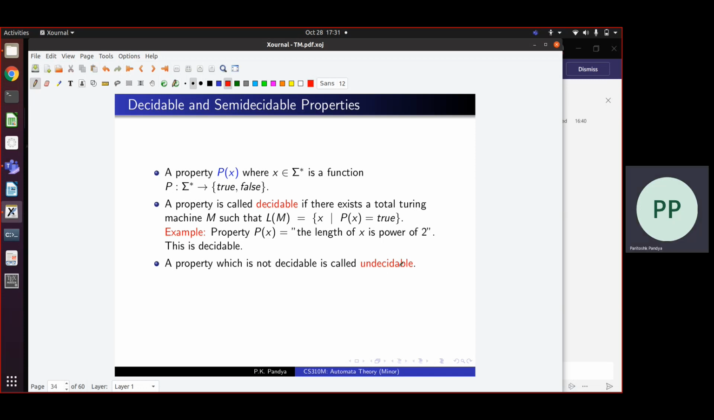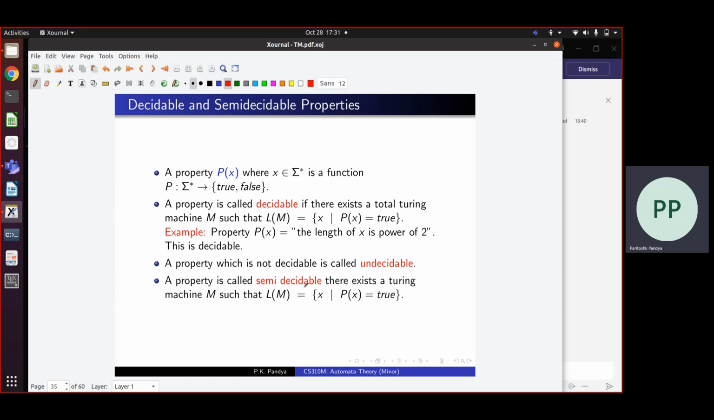We don't even know if there are any undecidable properties. Are there properties which cannot be determined by a Turing machine? Because this Turing machine is solving the question whether the property holds or not for that string X, right? So a property which is not decidable is called undecidable. And unfortunately, there are properties which are undecidable. We will see them, although it's quite hard to come up with them.